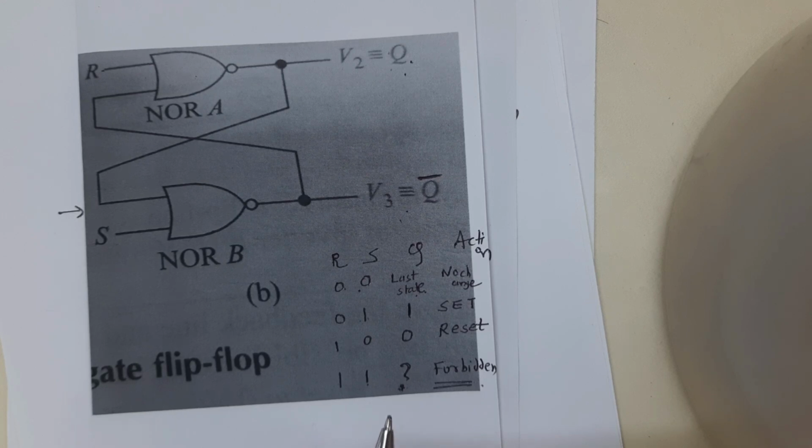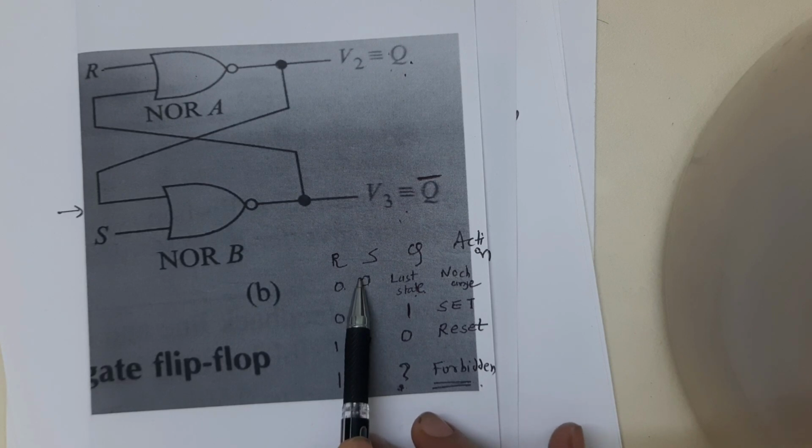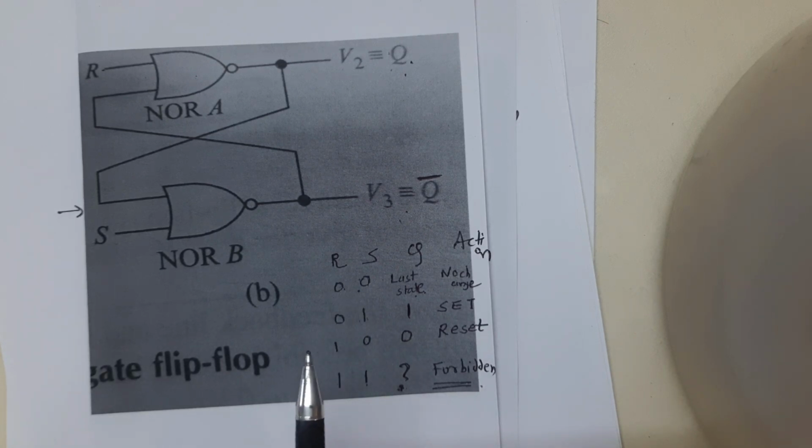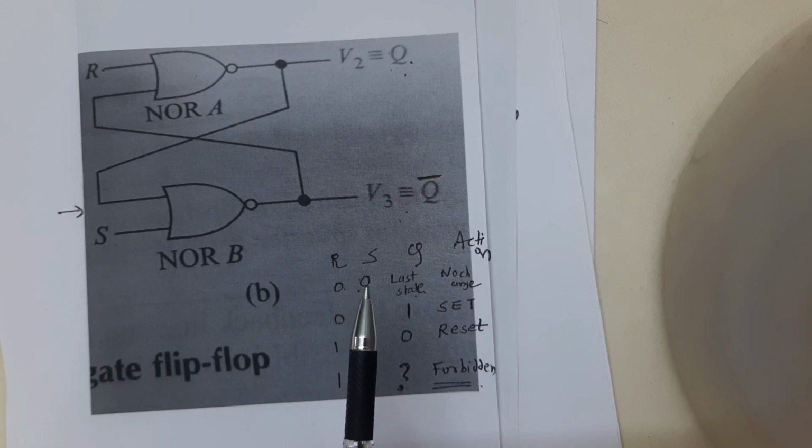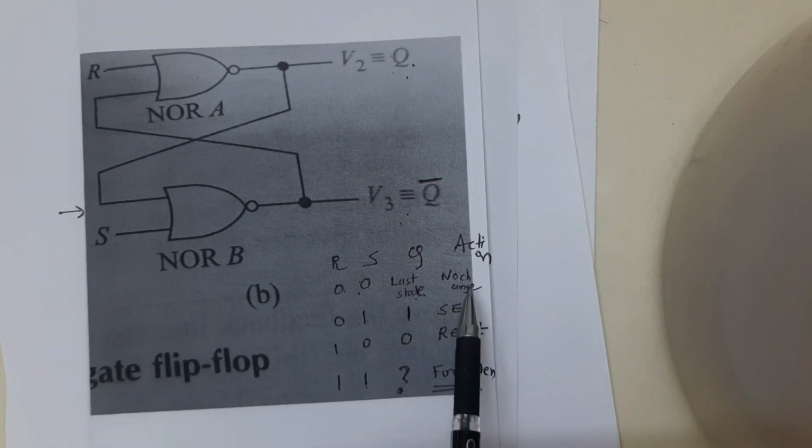So first of all, the first input condition, that means 0, 0. What happened? In the first input condition in the truth table, R is equal to 0 and S is equal to 0. Since a 0 at the input of a NOR gate has no effect on its output, the flip-flop simply remains in its present state. That means Q remains unchanged. So there is no change in the output.